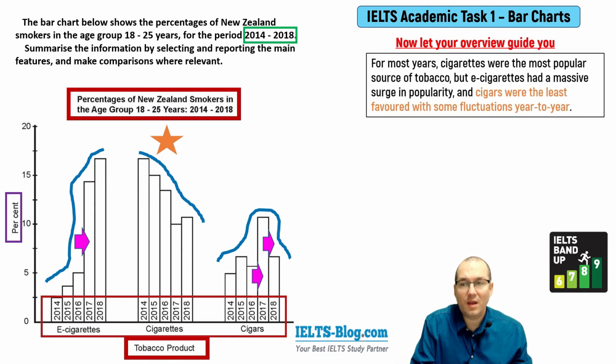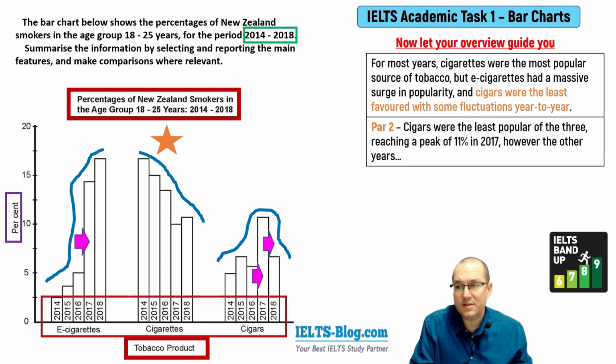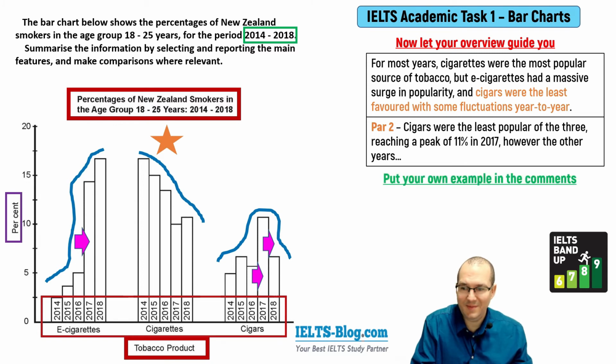Next, we have paragraph 3. So cigars were the least favored, with some fluctuations year to year. Well, cigars were the least popular of the 3, reaching a peak of 11% in 2017. However, the other years, and again, just talk about them. You don't have to talk about them year by year. You can summarize them. But again, I'll leave that to you, and I would love to read your paragraphs in the comments below. So put them down there.